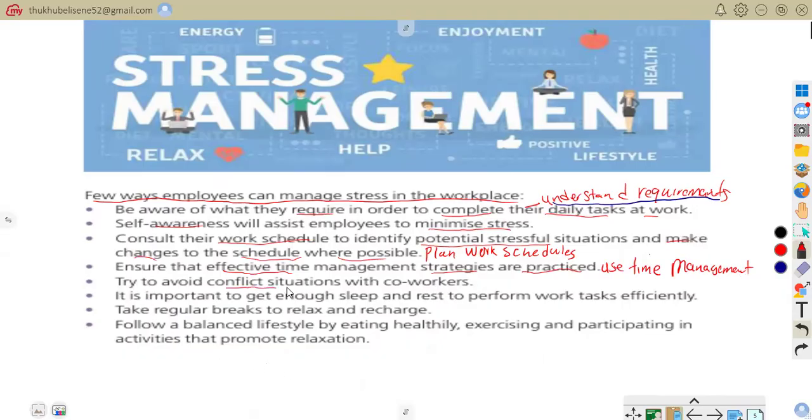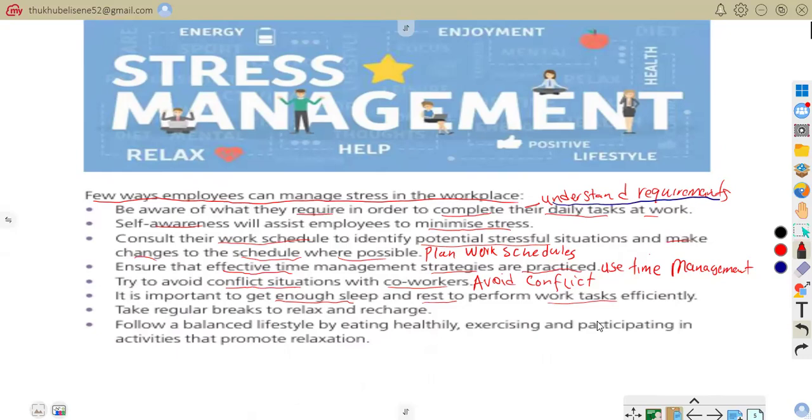Try to avoid conflict situations with co-workers. So by so doing, you are avoiding conflict. You avoid conflict by staying calm, because that will prevent unnecessary stress. That is where you resolve disagreements peacefully. That is how we can avoid conflict.